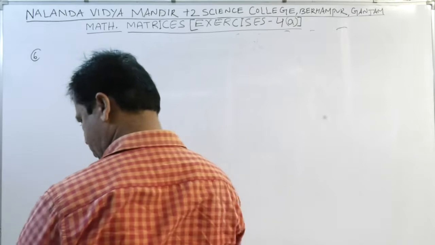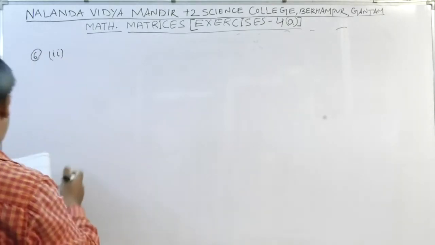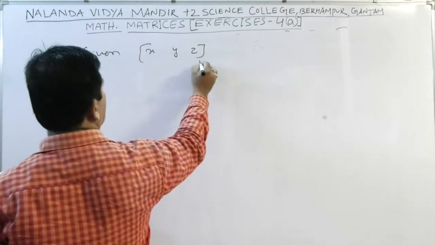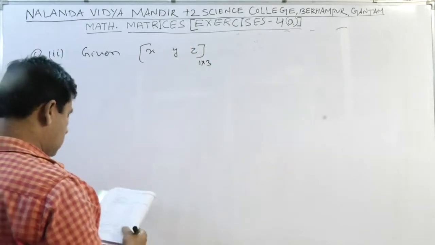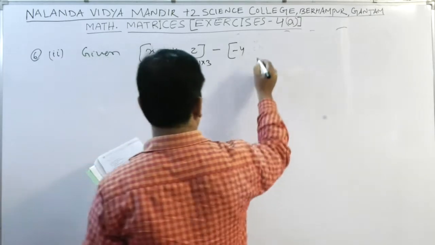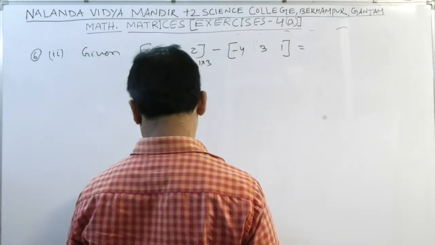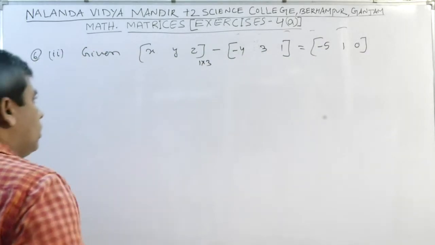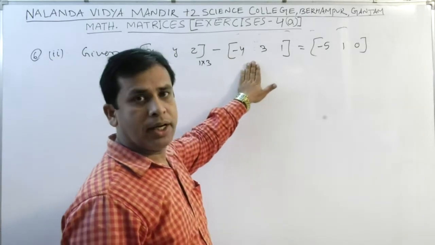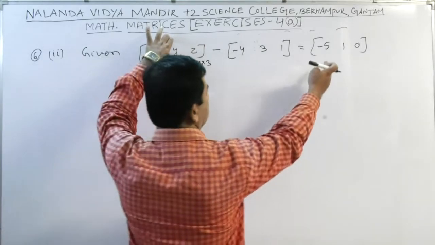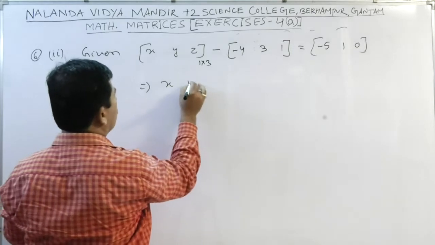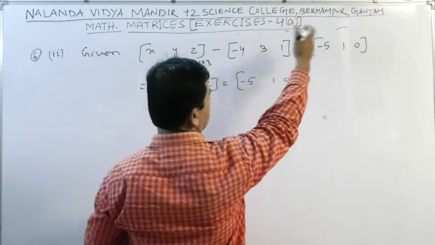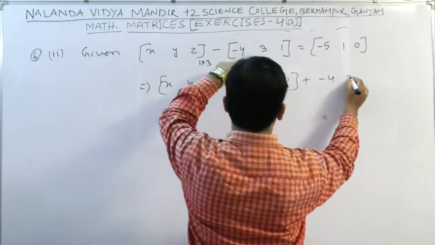Now, second bit of 6. Given [X, Y, Z], it is a row matrix of order 1×3, single row and 3 columns, minus [-4, 3, 1], we get the value of the determinant [5, 1, 0]. Find the values of X, Y, Z. Therefore, this matrix minus this matrix gives this matrix. So this is equal to this matrix plus this. This implies the [X, Y, Z] matrix is equal to [5, 1, 0] and, arranging the side, plus [-4, 3, 1].